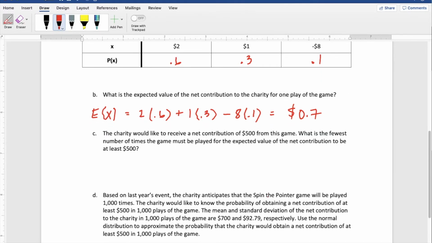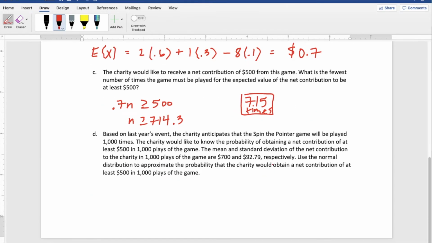So part C, the charity would like to receive a net contribution of $500. What is the fewest number of times the games must be played? That's real simple. We know we're getting approximately 70 cents per game times the number of games, and we want that to be at least $500. And then this is where, to get full credit, you have to realize that we cannot play a game 714.3 times, and 714 times would not give us quite $500. So to get the full points for this part, you had to round to an appropriate 715 times.